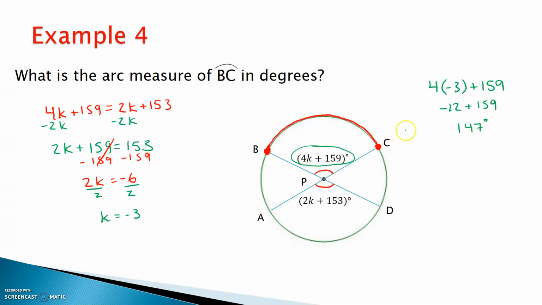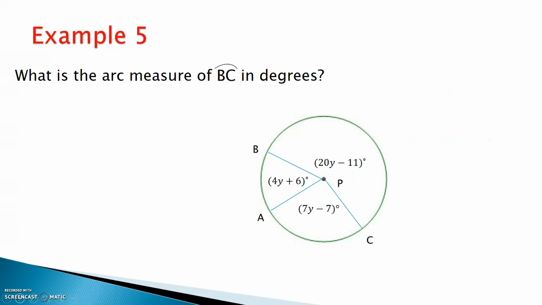So there we have it. When I plugged it back in, I want to go back and make sure I put the measure of arc BC is equal to 147 degrees. There's 147 degrees that subtend that arc right there. All right, got one last one.